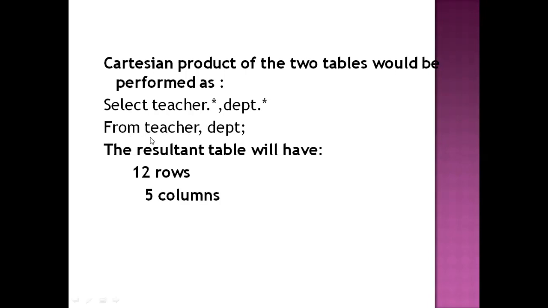So here it is selecting. The resulting table will be 12 rows, 5 columns. So it will display both the values. This is called Cartesian product. So joining of tables: more than one table can be joined with the table.